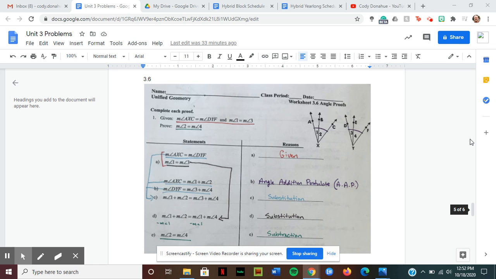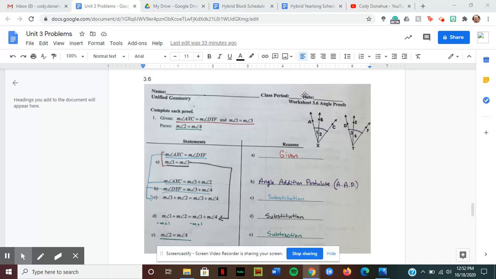All right, so section 3.6. Once again, we are extending our discussion on writing two-column proofs. This time, we are diving into angle proofs. Now, if you remember, there were a couple definitions that we need to keep in mind when we're writing angle proofs. Those definitions are the definition of an angle bisector, the angle addition postulate, and then what it means for two angles to be complementary and also supplementary.